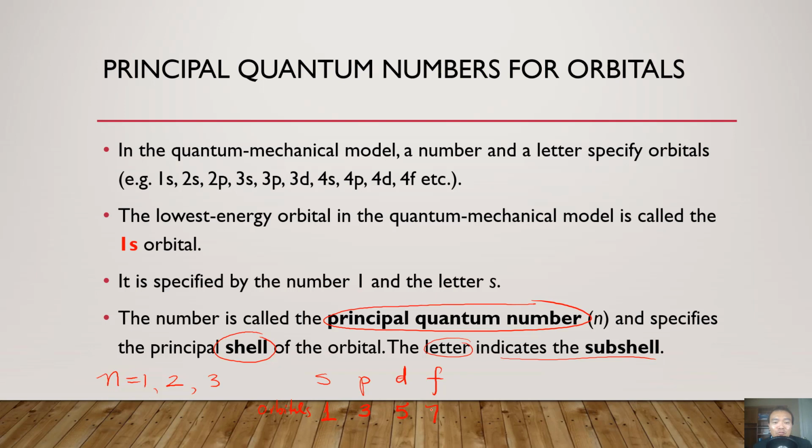Let's put everything together one more time. N, the principal quantum number, represents the shell. You have different numbers of shells. Inside the shell reside the subshells. Inside the subshell, you have orbitals. Inside orbitals, you will see the electrons. So n represents the shell. Then the letters represent the subshell.